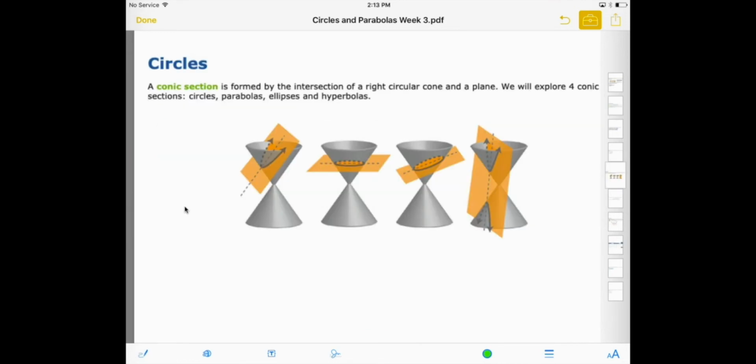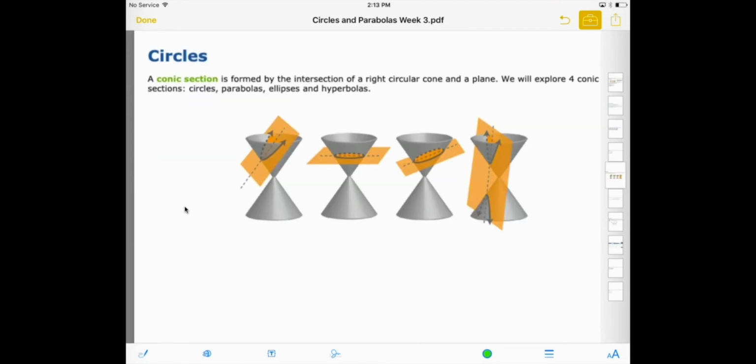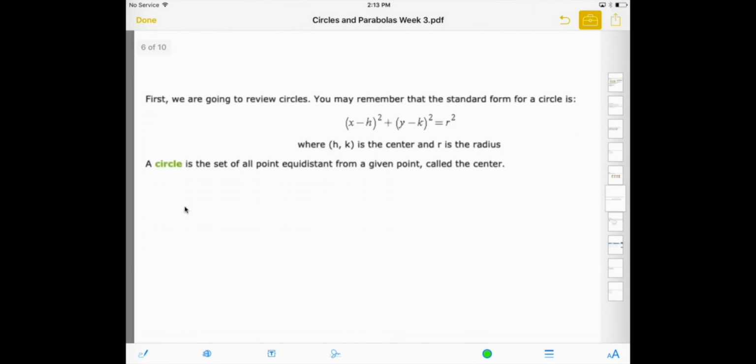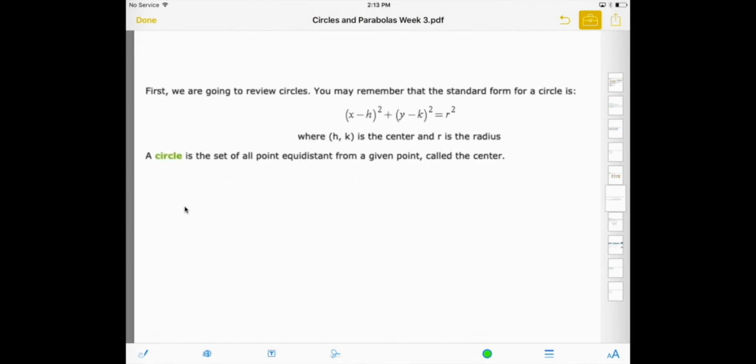Next up, beginning our conic sections, is circles. A circle is a conic section formed by the intersection of a right circular cone and a plane. As we know, the circle is second from the left. It's where all of the points in the circle are equidistant from the center, and we have a couple of key points here. We have the equation of a circle: (x minus h) squared plus (y minus k) squared equals r squared.